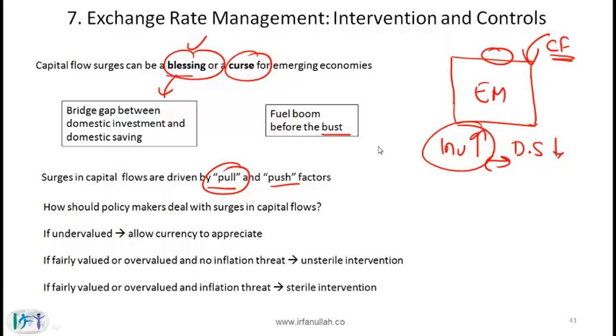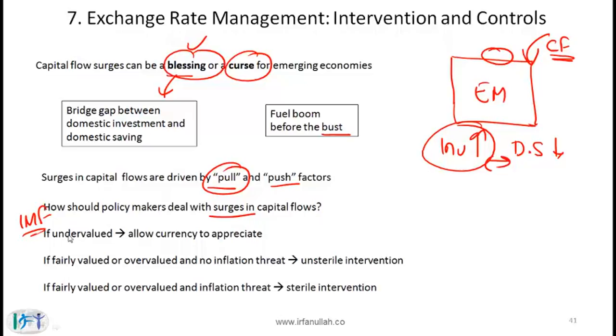So, for example, very low interest rates in Japan might encourage investors to take money out of Japan and put it into your economy. That would be a push factor. The next question is, how do you deal with surges in capital flows? We've already talked about whether it's a blessing or a curse, but we need to know how to deal with these surges. And here is what the IMF recommends.